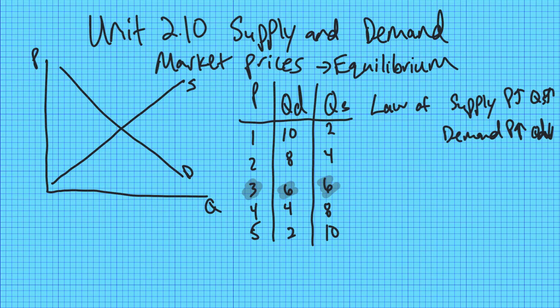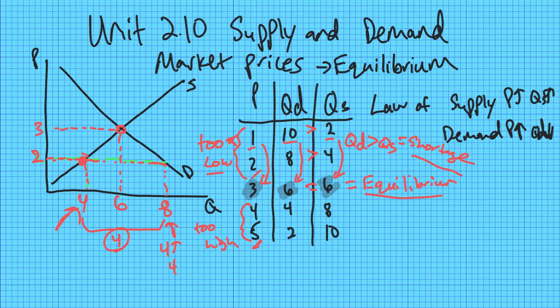But again, what if the price were to be too high? Well, let's say the price is up here at $5. Now we have the inverse. We have an opposite problem. We have too many goods available, not enough people wanting to buy because it's priced way too high.